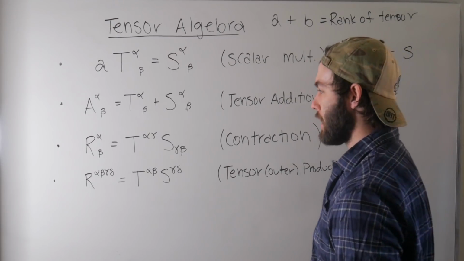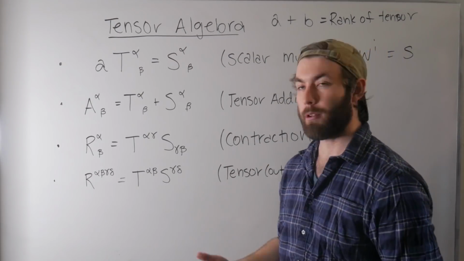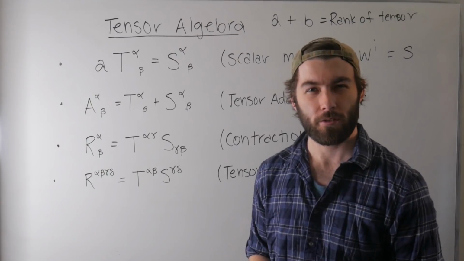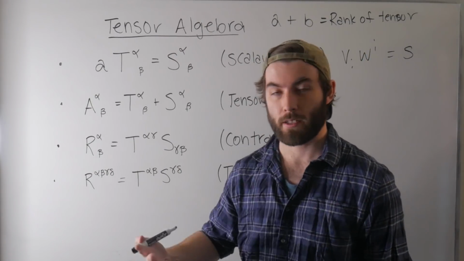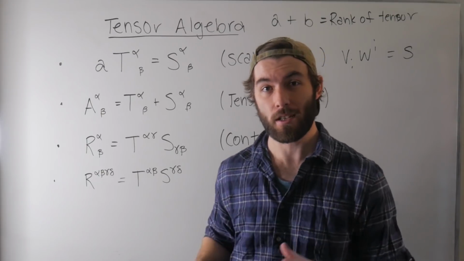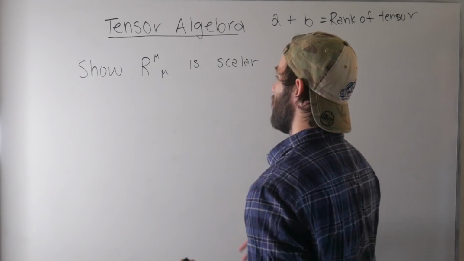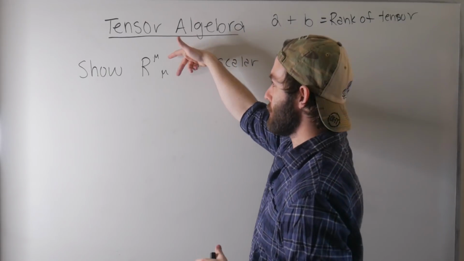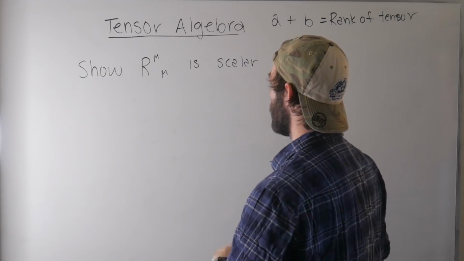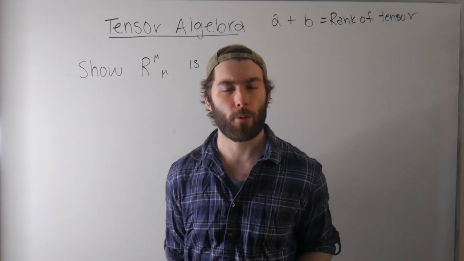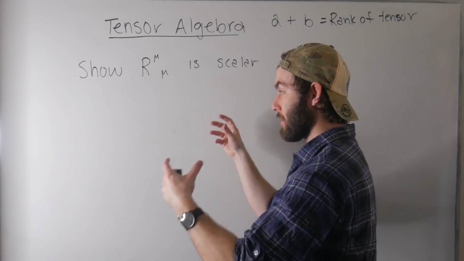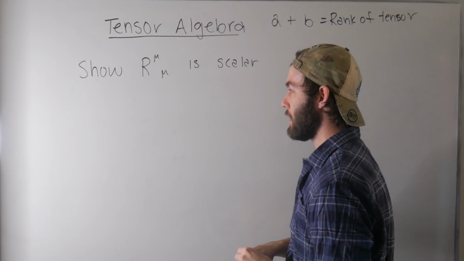Let's do a quick example of tensor contraction. It's probably one of the most common operations you'll do with tensors, so I think it'll be instructive to show that if we totally contract a tensor with itself, we get a scalar. So say I have some rank 2 tensor and I'm contracting its indices. I want to show that it is a scalar. Well, it's a scalar if its transformation coefficients are 1, right? If it's not actually changing when we do a change of basis.